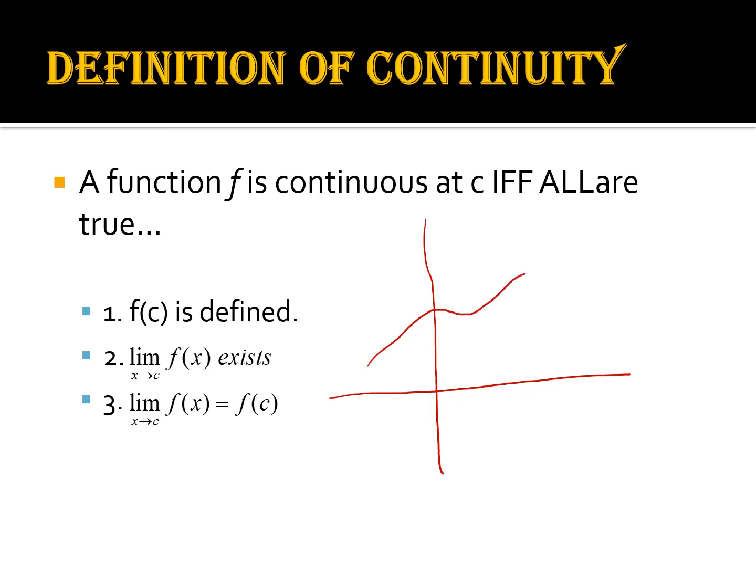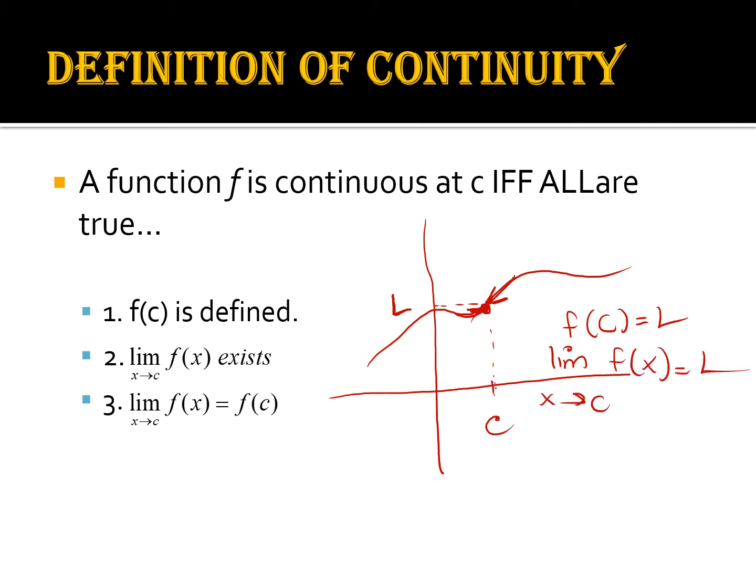So here, if I want to read the function at point c, I can go up. It is the dark point, and let's suppose the y value is L. So I can say that f of c equals L. Similarly, the lines are connecting to each other, so I can say that the limit as x approaches c of f of x is also equal to L. Now both are equal, so we can say that the function is continuous.